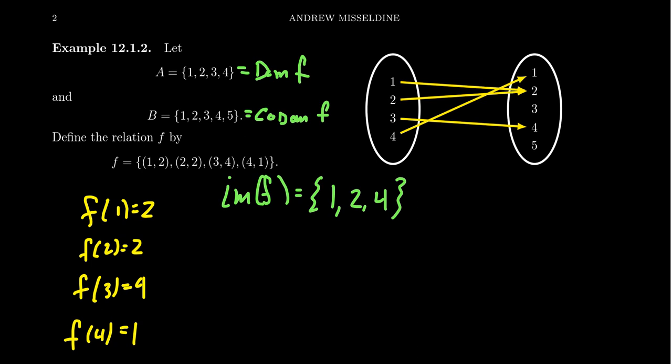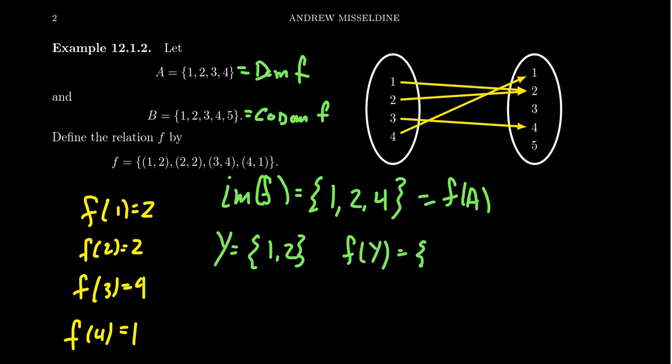I want to also mention that when we talk about the image here, this is the image of the whole thing, right? This is f of a. If I were to introduce a set y, where we take the set y to be something like 1 and 2, I want you to note here that the image of y is actually just equal to the singleton 2, because both the elements 1 and 2 will map to 2. So the image of the set y is just the singleton 2 there.